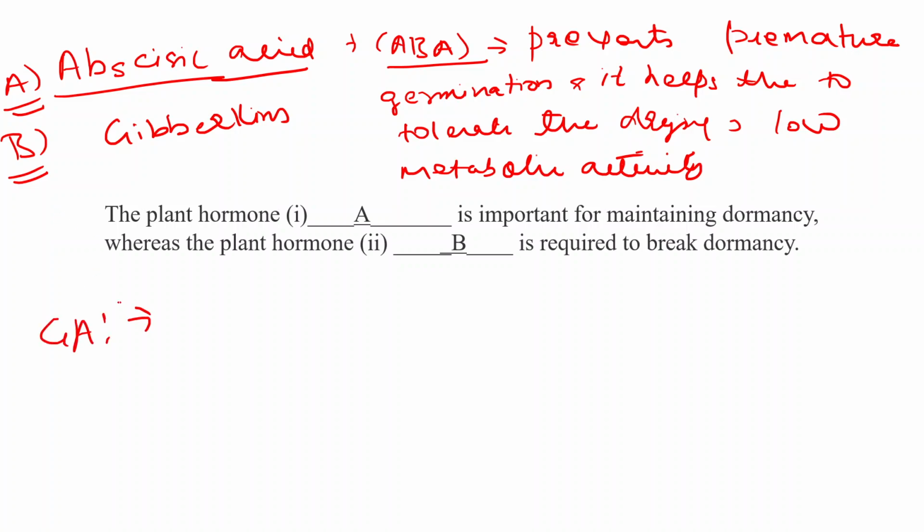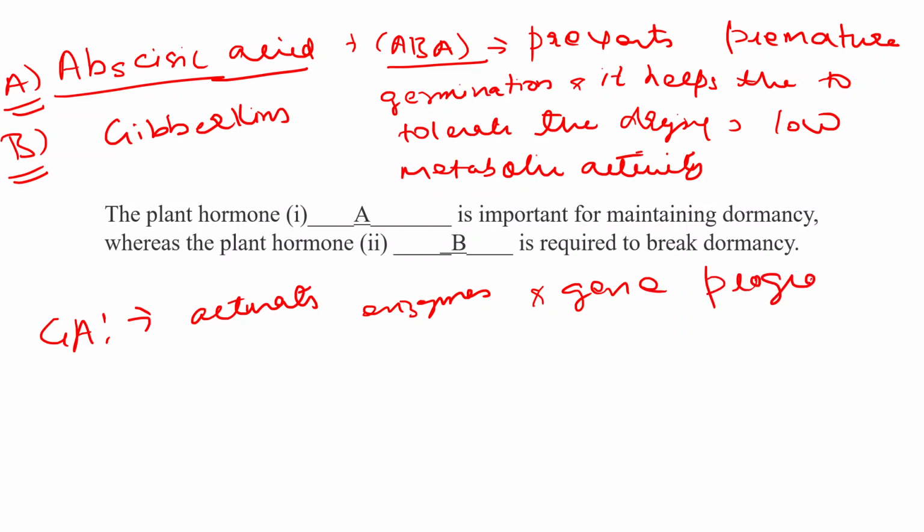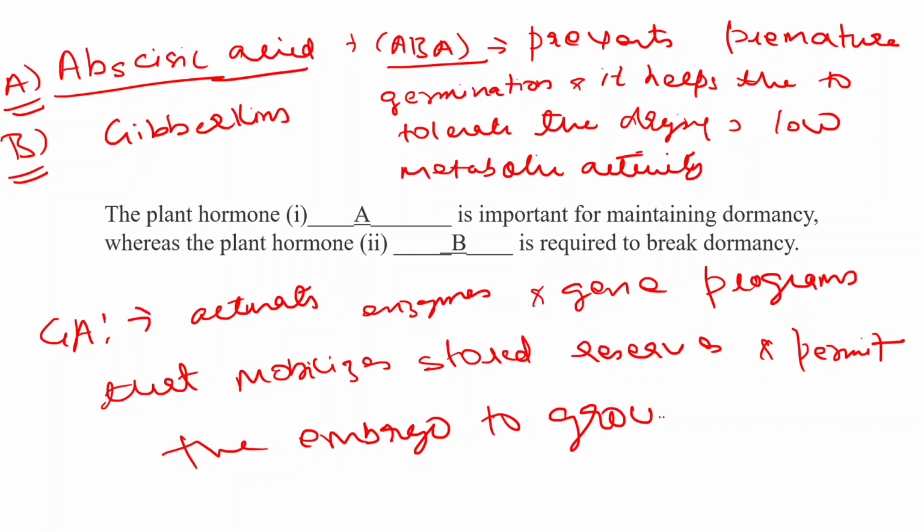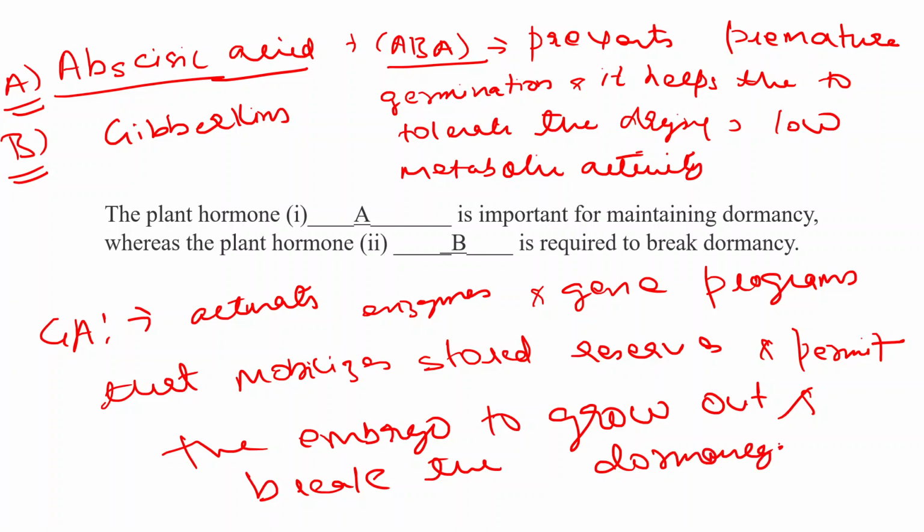Okay. So gibberellins activate enzymes and gene programs that mobilize the stored reserves of nutrients, and permit the embryo to grow out and break the dormancy. So I hope this question is clear to you.